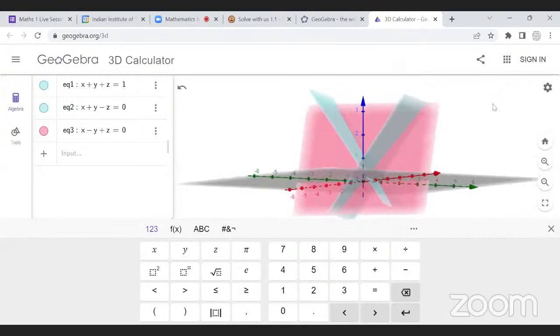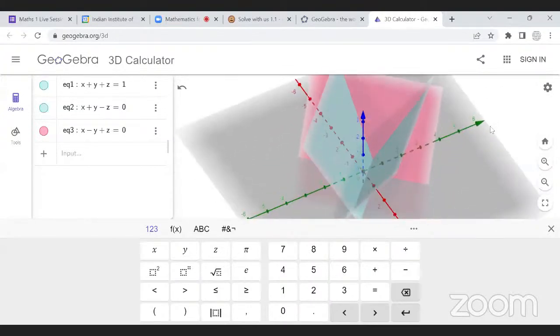So is it clear, or are they intersecting? Yes, they are intersecting. Can you see that there is exactly one point where all three of them intersect? Yes, ma'am.